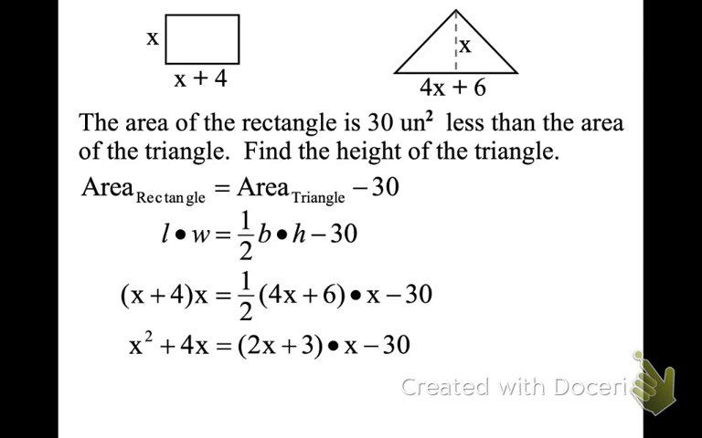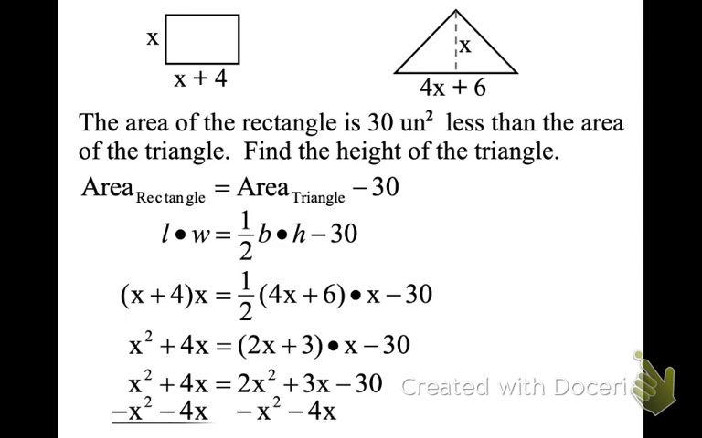So I'm going to probably distribute that x in. There we go. Now we set it equal to 0. I'm going to move my x squareds, everything to the right, because my bigger x squared is on the right side. So I'm subtracting x squared. I'm subtracting 4x. So now I'm left with x squared minus x minus 30.